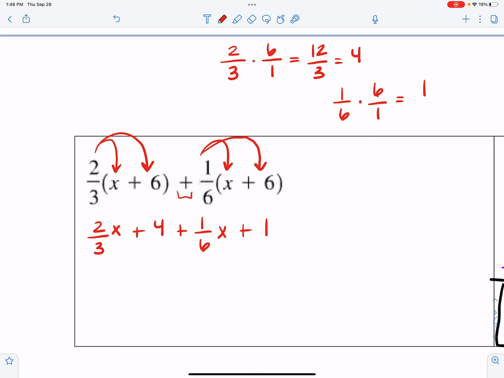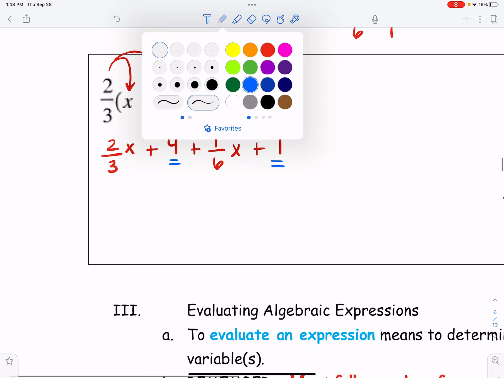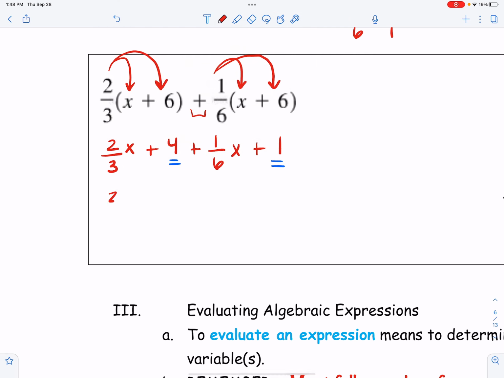All right, now combining like terms, right? You have to have the same variable and you have to have the same exponent. So I can go ahead and combine my constant terms very easily, right? 4 plus 1 is just going to be 5. But I also need to combine my x terms. And I've got a 2/3 and a 1/6. Okay, so I'm going to go ahead and combine my constant terms, put that on the end.